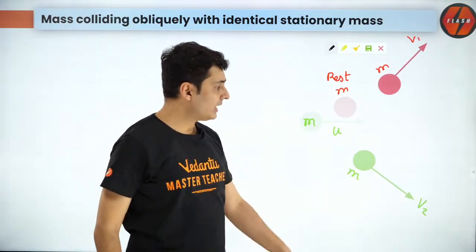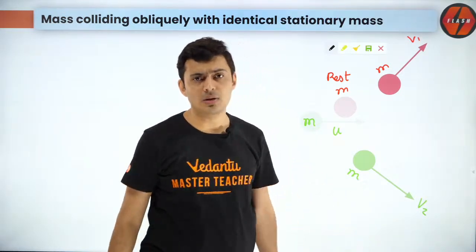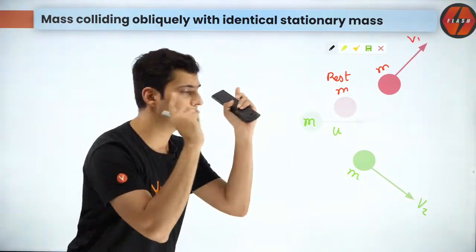Okay, this is how it looks. What do I want to prove? V1 and V2 are perpendicular to each other. Is everyone clear? All right, let's see. How do we do this?